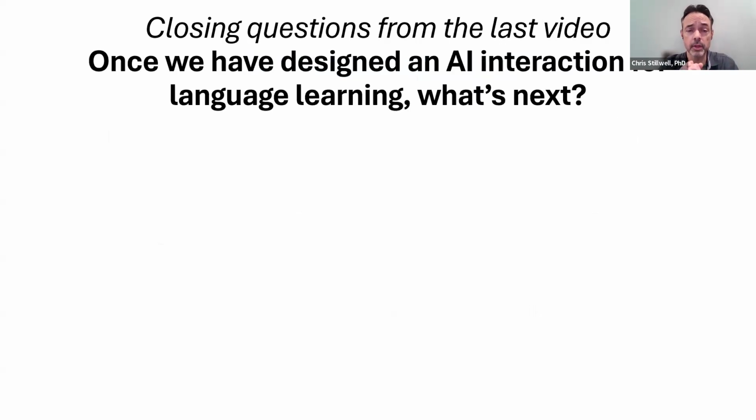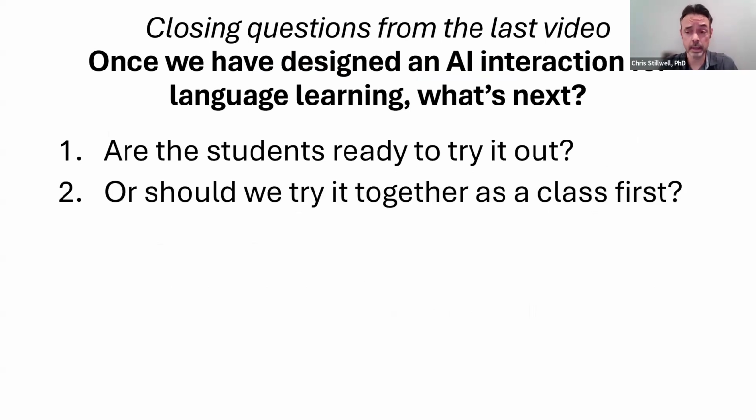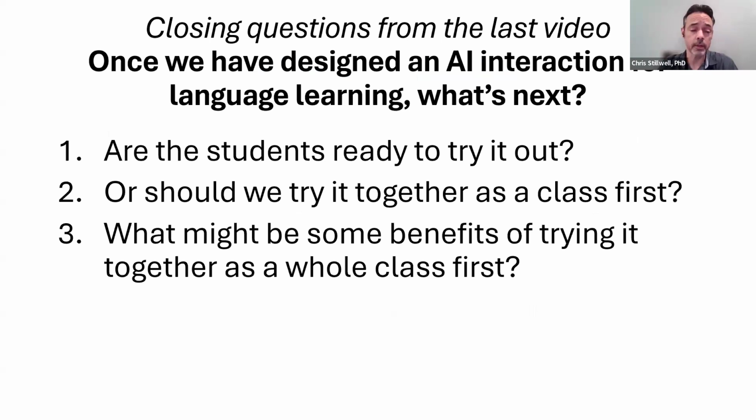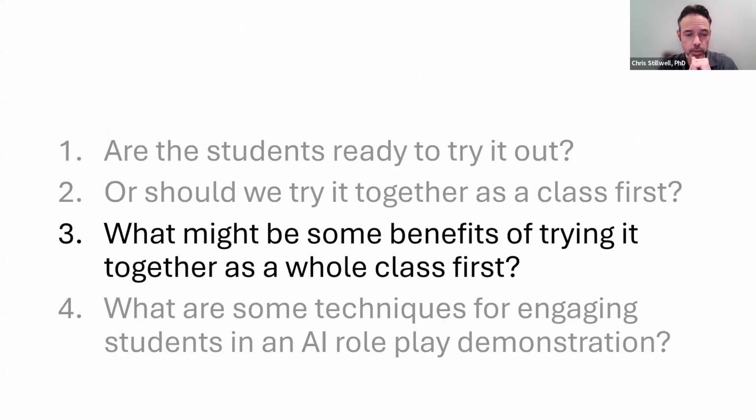Now, some closing questions from the last video are: once we've designed an AI interaction for language learning, like a role play, what's next? Are the students ready to do it by themselves, or should we try it together? What might be some benefits of trying it together? And what are some techniques for doing that? Let's focus on question number 3.